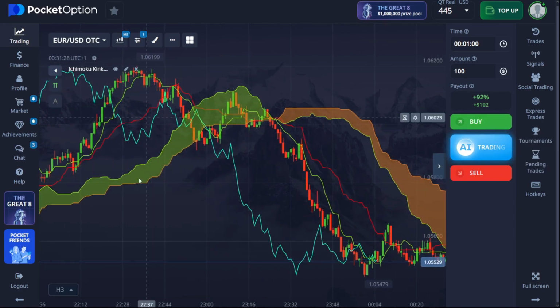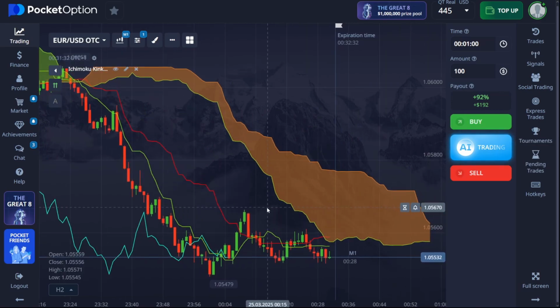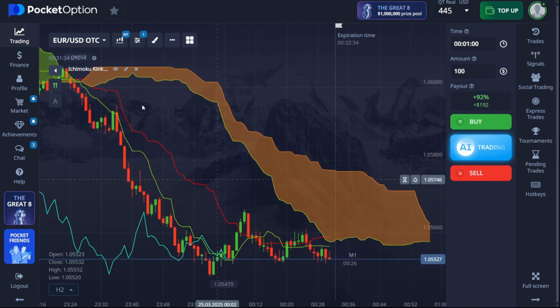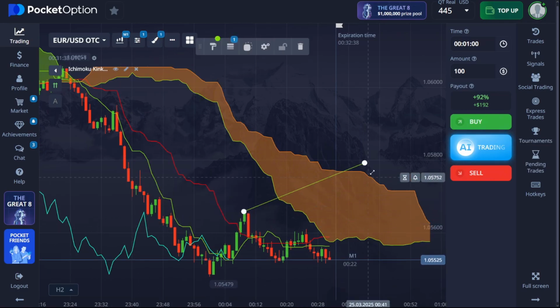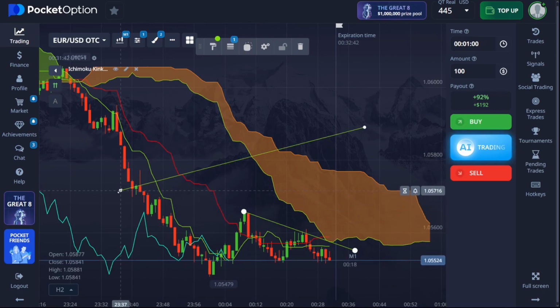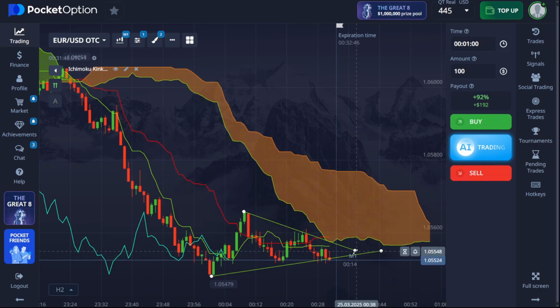Let's look at the final setup for today, EUR/USD OTC. We can see that the trend has shifted from bullish to bearish. The price has started compressing within a narrow downward channel, clearly visible in the movement structure. All Ichimoku signals confirm this.